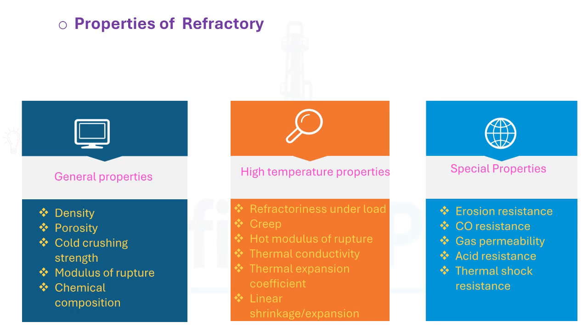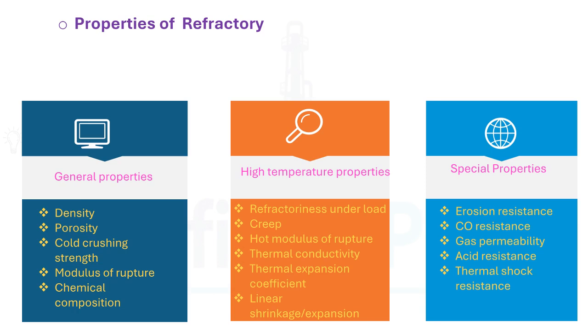Category 3: Special properties. These are designed to address specific operating challenges. For example, erosion resistance is important in high-velocity environments. Carbon monoxide resistance matters in reducing atmospheres. Gas permeability is relevant for porous structures. Acid resistance protects against chemical attack. And thermal shock resistance ensures survival under sudden temperature changes.